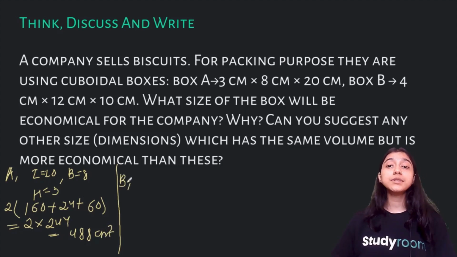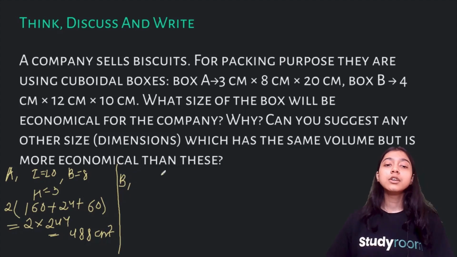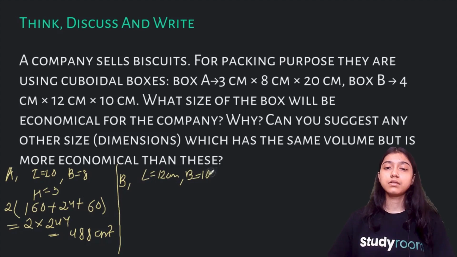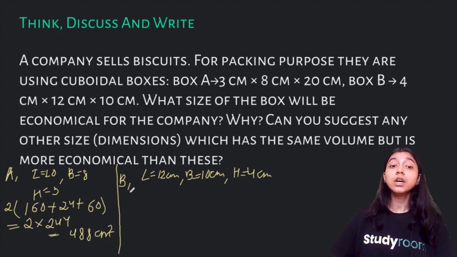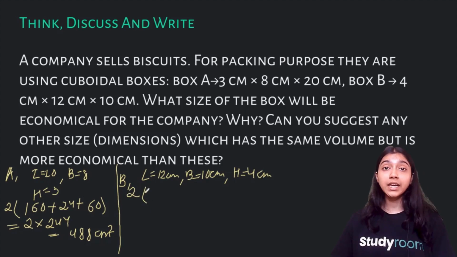In case of box B, the dimensions given are 4 cm, 12 cm and 10 cm. So let us take length as 12 centimeters, breadth as 10 centimeters and height of the box as 4 centimeters. So over here, the total surface area will be 2 times length times breadth plus breadth times height plus length times height.